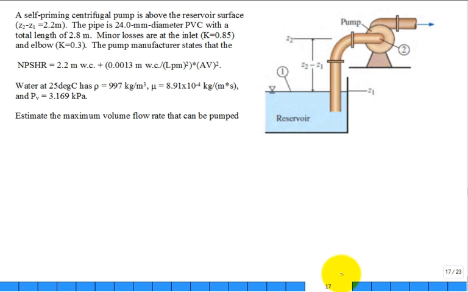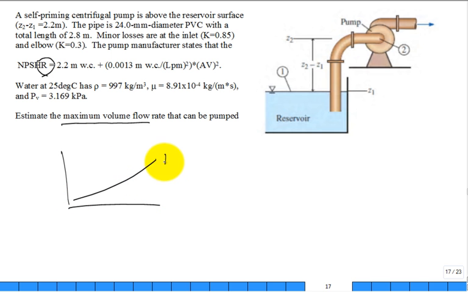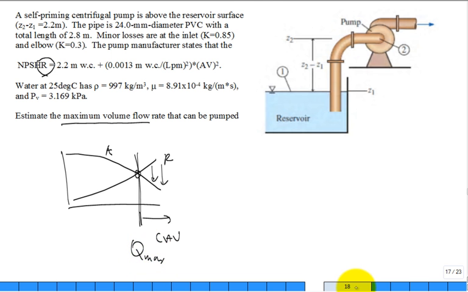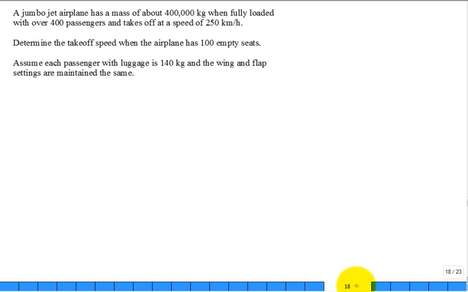This is a pump problem, getting the maximum flow rate to avoid cavitation. On this one, you have the curve for the net positive suction head required goes like this. And then you'll have a curve for the net positive suction head available. And when the available goes below the required, you have cavitation problems. And at this point, that's your maximum Q to avoid cavitation.